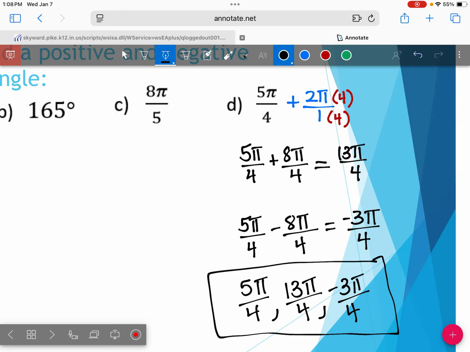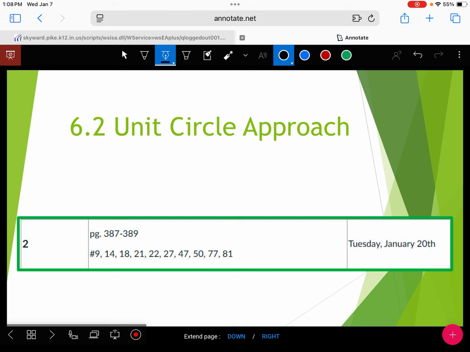Okay. So now we're going to start on the unit circle. So in your notebook, I do want you to title your note 6.2 Unit Circle Approach. We're starting 6.2. And I want you to glue down that cutout. Now we're going to work with the cutout more tomorrow, but I want you to glue it down. Homework 2 is out of the book.